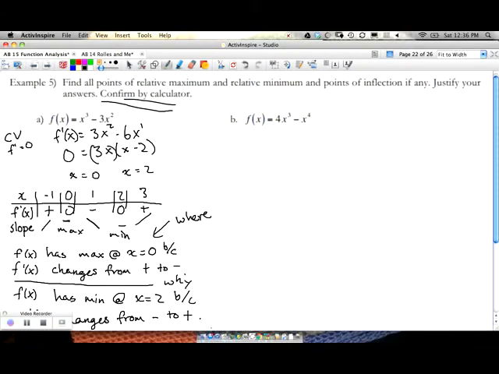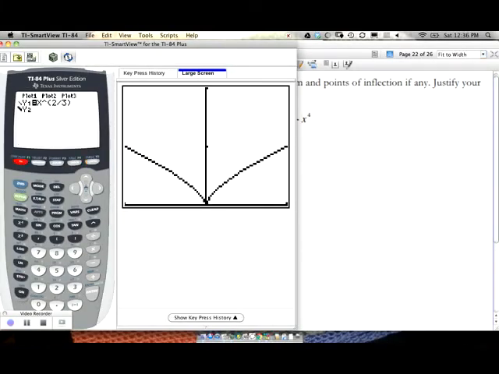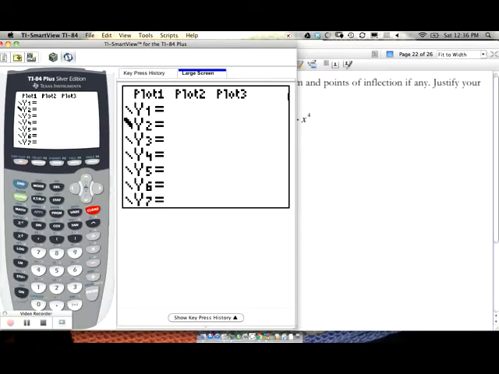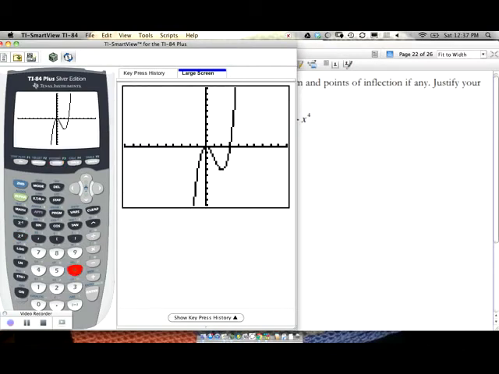Oh, confirm by calculator. Let's go ahead and do that. We have a calculator here. We're going to plug in this function. It's x cubed minus 3x squared. And I'm going to just change my zoom to zoom standard here. Let's see what happens. That looks totally true. It's increasing. We have a max here at 0, a min at 2, and right there at 1, it looks like we have a point of inflection.